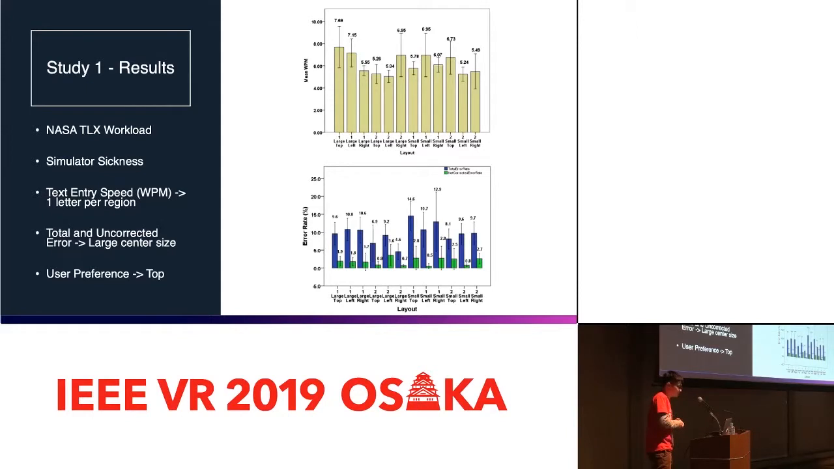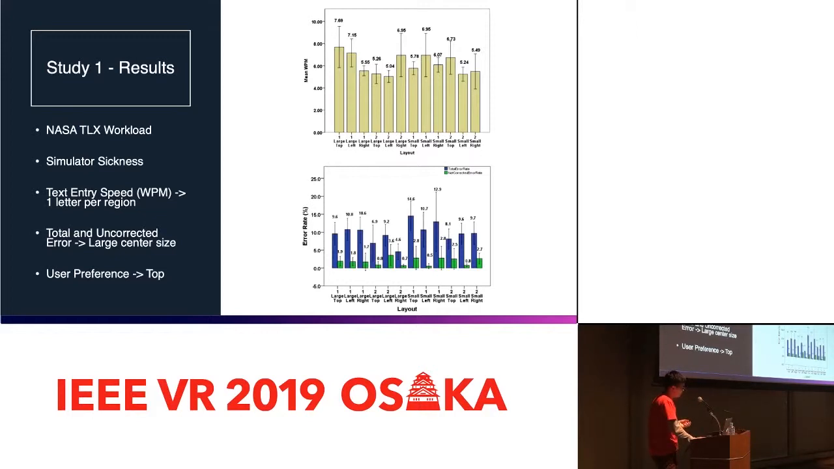For the first study, we found there is no significant effect of letters per region, the center size, and the alphabet starting position on NASA TLX workload and also the simulator sickness. For text entry speed, we found a significant effect of letters per region. One letter per region is significantly faster than two letters per region layouts. However, it also caused a significantly higher total error rate. But there's no significant effect of letters per region on uncorrected error rate.